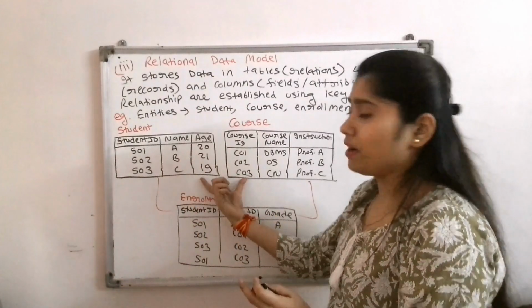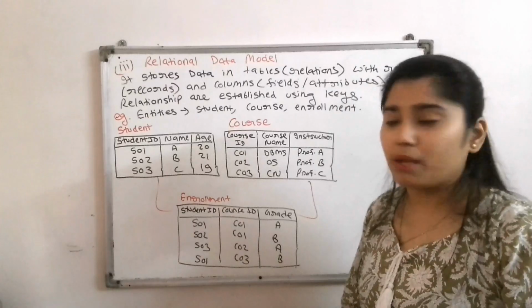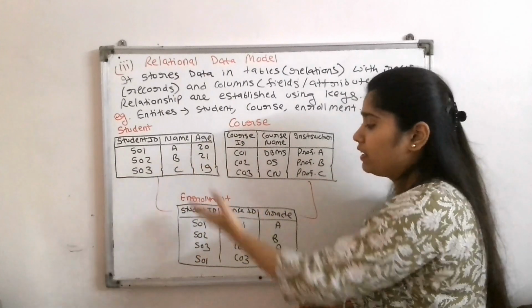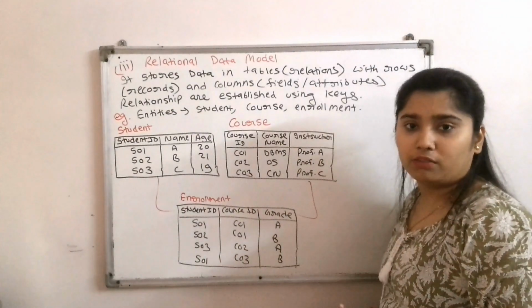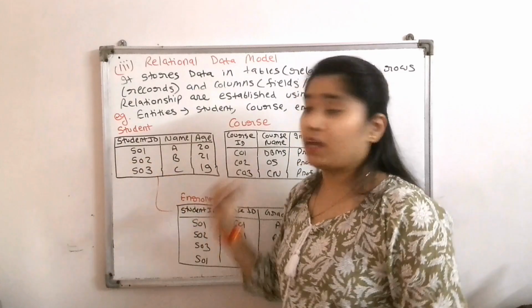We have just joined these two tables with the foreign key, and we have established a new table. So to take the information of any student, we can take it from this enrollment table. I have given you the example of student S01, or student A also.